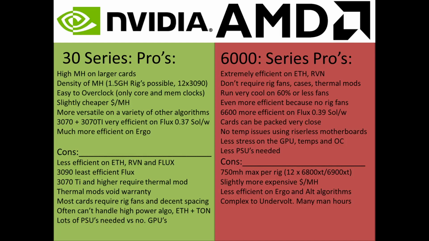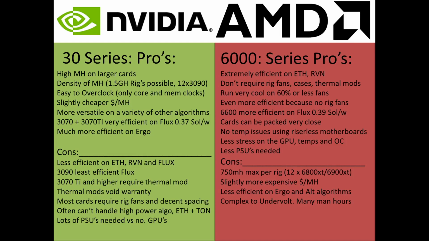And now compare that to a 6800, which gets half the mega hash, but doesn't require any rig fans. Won't need a server case. Won't quite fit on most riserless motherboards because the heatsink's a little bit too big. But if you get a slightly more spaced out riserless motherboard, you can actually fit them in, and you don't need to do any thermal modifications.